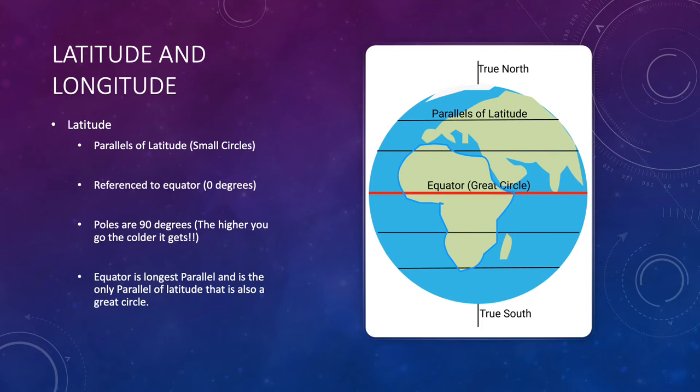The equator is the longest parallel latitude, so it's got the greatest circumference. And as we increase degrees latitude going north or south, the circumference or diameter of each parallel latitude will decrease. Obviously, the smallest at true north or south at the poles. And as we get close to the equator, that parallel latitude will increase in size.